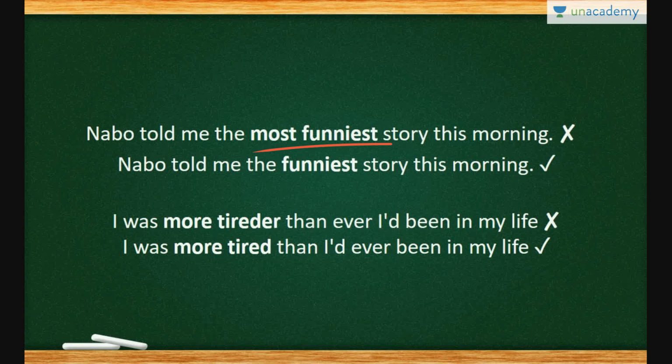Now, let's get to an example where we see a double comparative. I was more tireder than I'd ever been in my life. Instead, you would write, I was more tired than I'd ever been in my life. You don't use er and more together. You can only use one of them.